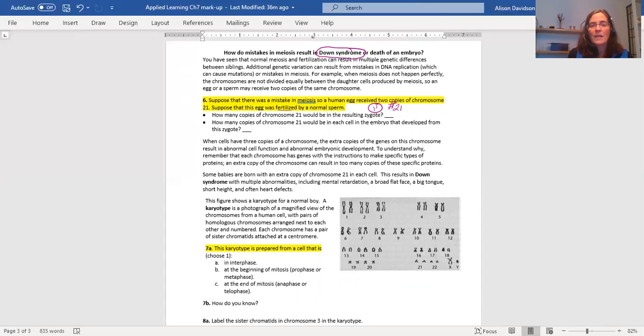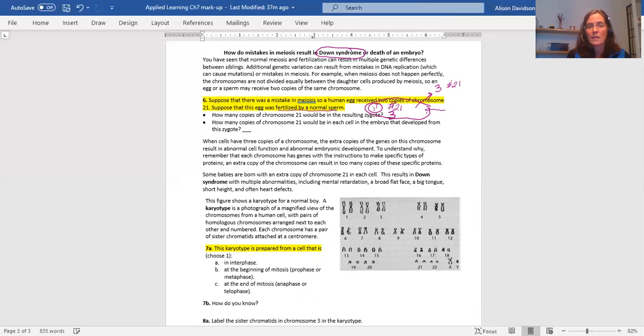It's fertilized by a normal sperm. So here's my little sperm, and here's his little flagella, and he has one chromosome inside of it. Remember, these will fuse on fertilization, and the nucleus of the zygote will get all of those chromosomes. So it will have 3 of these number 21 chromosomes in it.